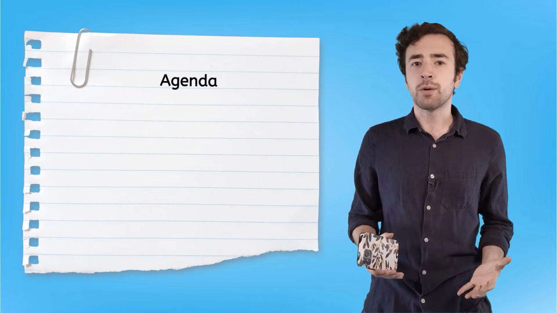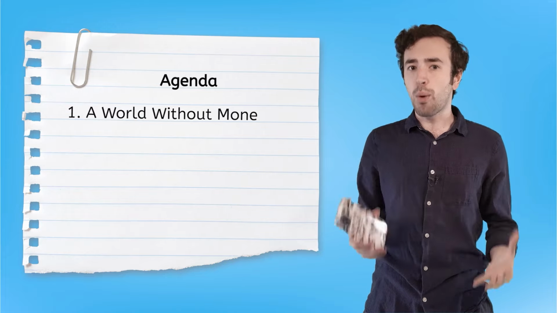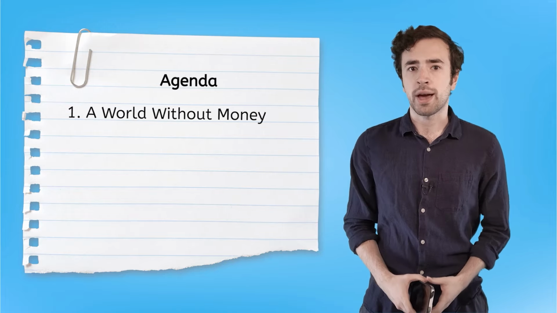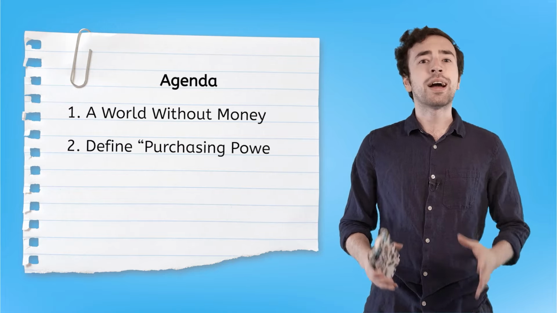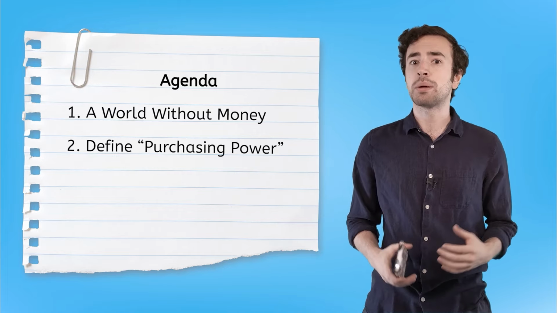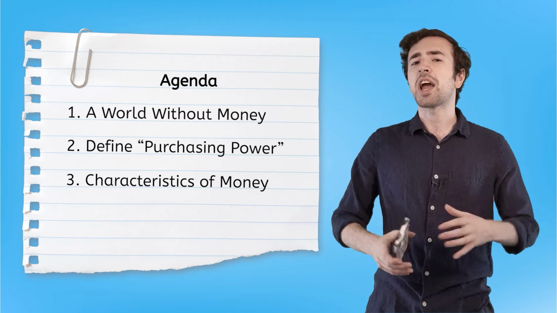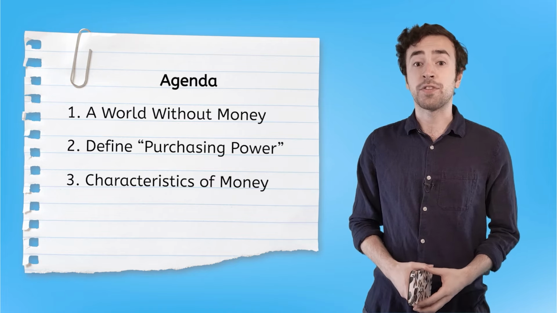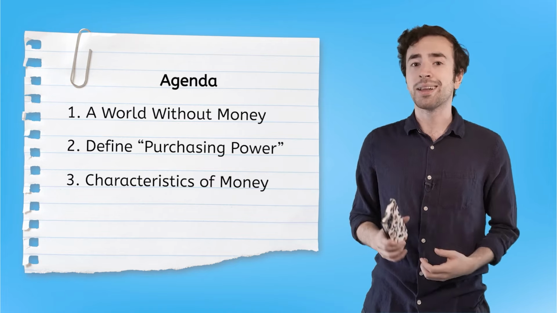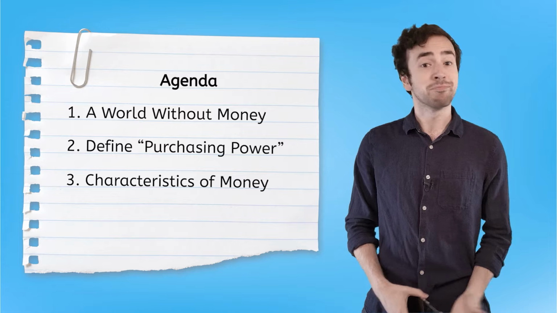Well, in this video, first we're gonna learn about the importance of money by imagining a world without it. Then we'll define purchasing power, which is what money represents. Finally, we'll go over the 6 characteristics of money to figure out what can and cannot be used as money. Let's get into it.